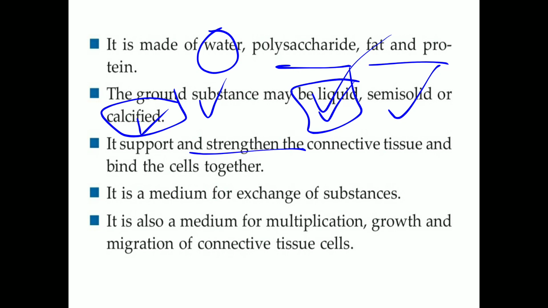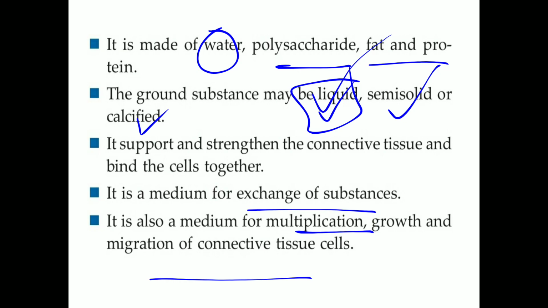This ground substance supports and strengthens the connective tissue and binds the cells together. It is a medium for exchange of substances within the connective tissue, and it is a medium for multiplication, growth, and migration of connective tissue cells. Connective tissue cells multiply, grow, and migrate within the ground substance.